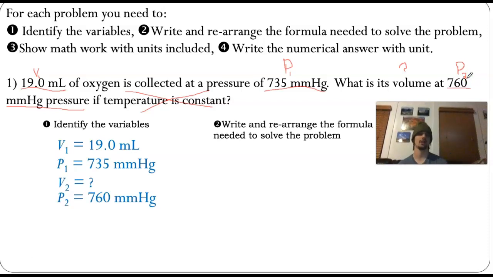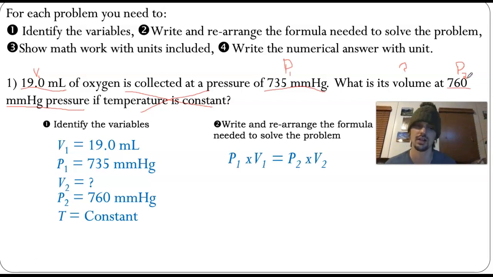Step 2, what gas law would I use? If I look up top to this worksheet, or if I have them written down somewhere, what gas law involves pressure and volume? Hopefully, you know Boyle's law. Okay, temperature is constant, so I'm using Boyle's law, and then I'm rearranging to solve for V2. So if I rearrange and solve for V2, I end up with P1 times V1 over P2 equals V2. So I solve for that new variable.